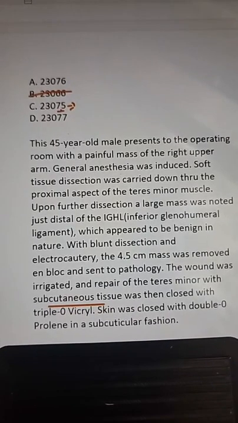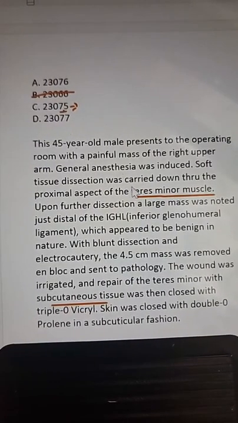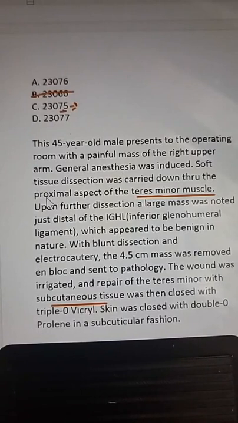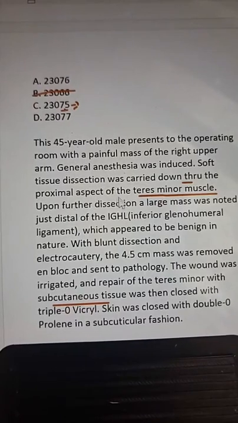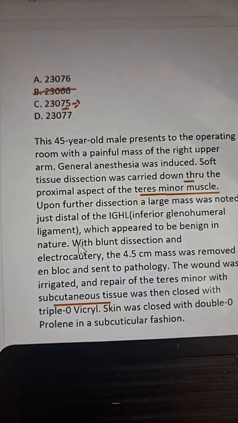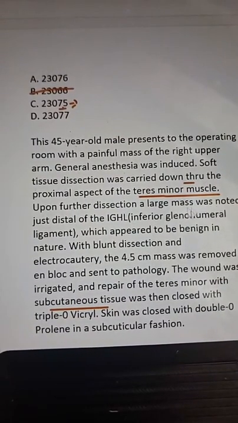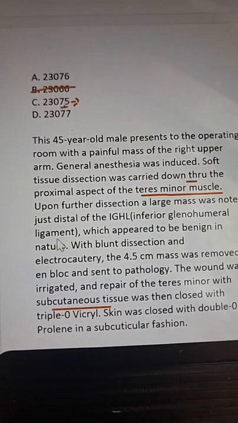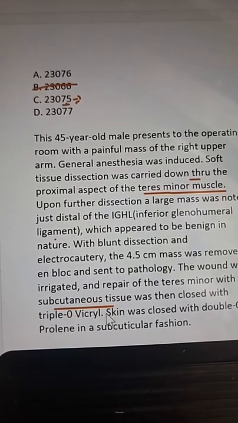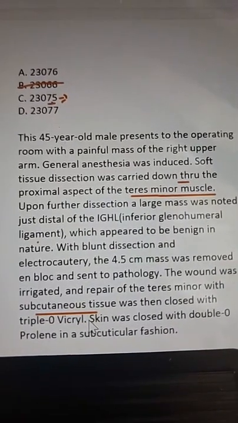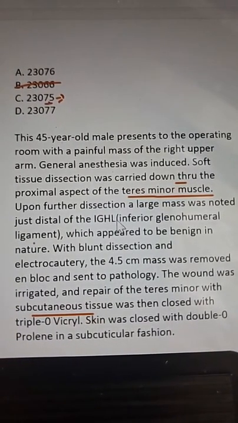Anybody see anything that says muscle? It says they did something in the minor muscle that carries down through. Anesthesia was induced. The tissue was dissected and carried down through. But just because they dissected a large mass from the distal inferior ligament, benign nature. The block is just anesthesia.